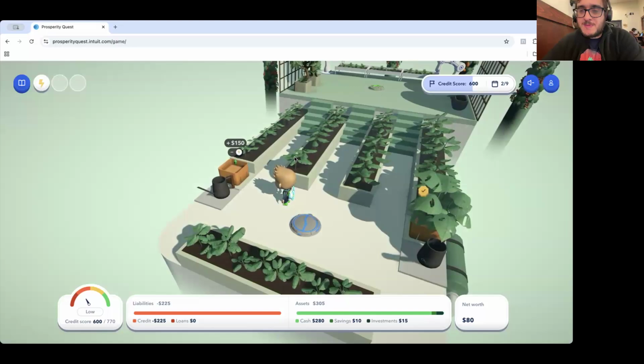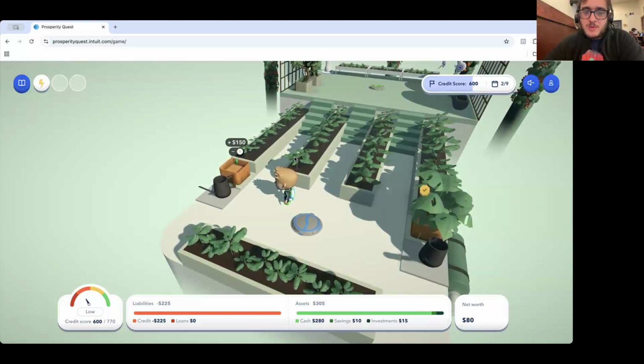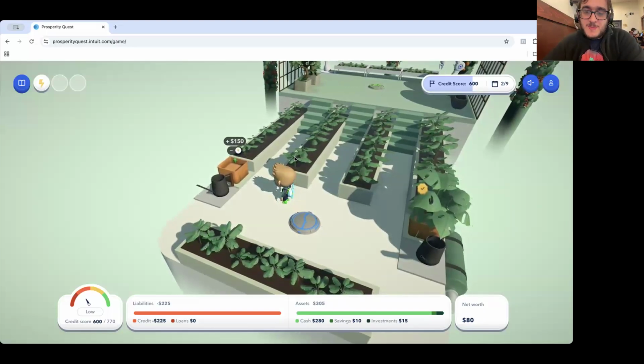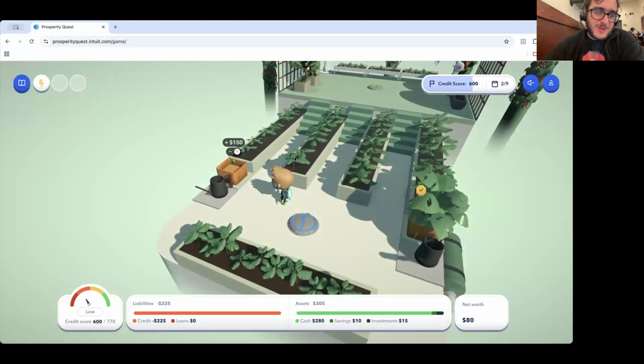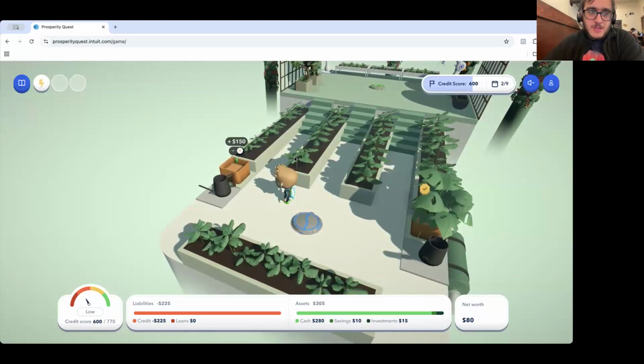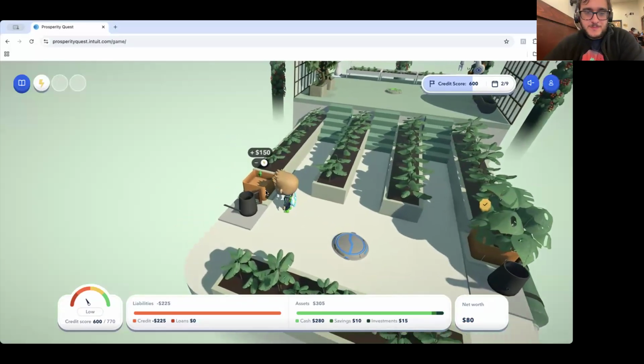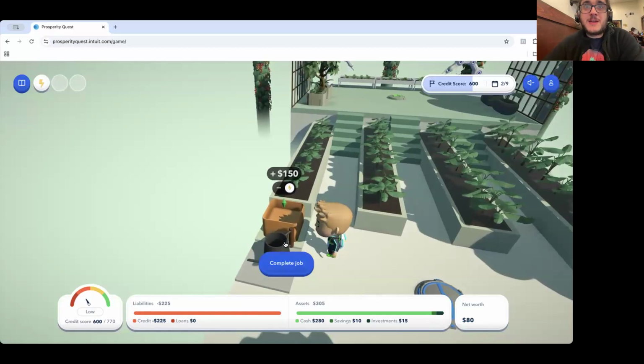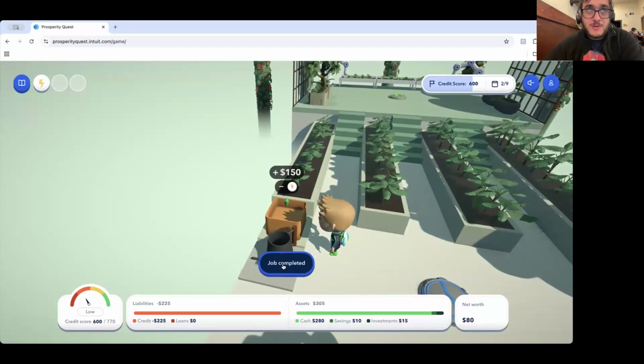So now I have 80 int coins more. And there are sometimes these pop-ups that will happen in the game that will surprise you. That's not expected, and that's kind of part of life. You might break your phone and have to buy a new phone, or you might lose your wallet and have to get a new wallet. So those different scenarios will come up in the game. Complete this job.